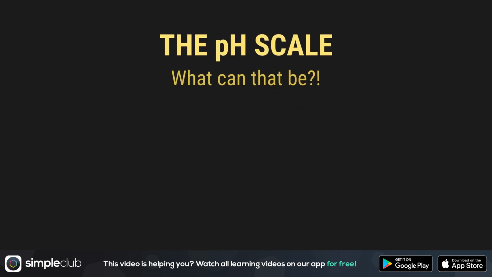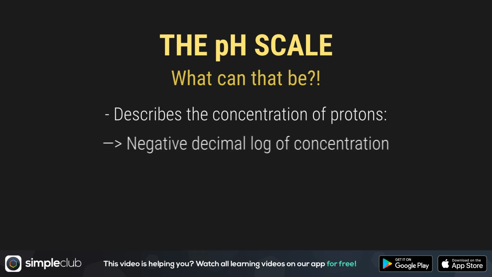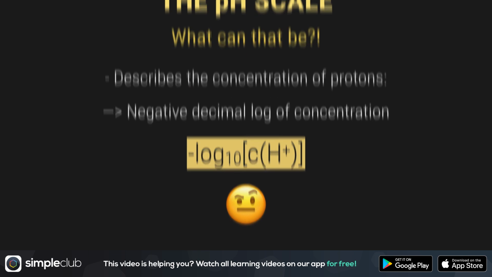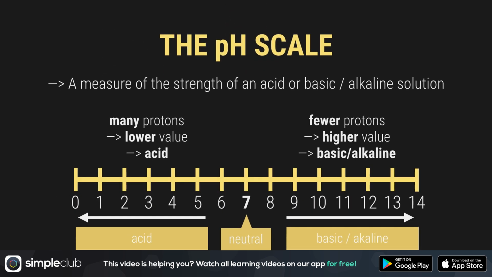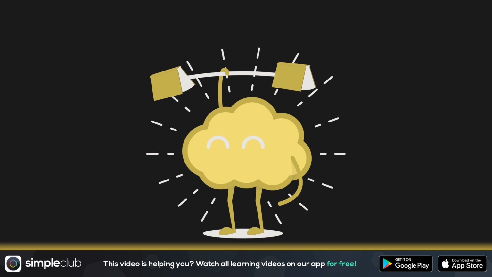The pH value describes the concentration of protons as the negative of the decimal logarithm. That's the logarithm using base 10 of their concentration. What? Let's make that simpler. The pH is a measure on a scale between 0 and 14, which indicates the strength of the acidic or basic activity of a solution. So, brain cells activated? Then on with the show.